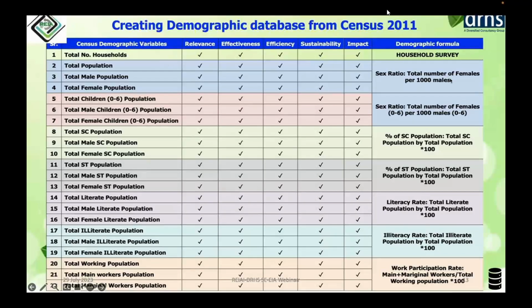Sex ratio is the total number of females per thousand males. Easily from the database of your districts you can collect, right? Sex ratio of children, proportion of SC, ST, literacy rate, illiteracy rate, work participation rate. All the formulas are given in standard reports. Go to the International Institute for Population Sciences website. They have several reports, DLHS, NFHS. Download one report. At the end of the report, you will see all such formulas are there. So I'm not using my own formula. I'm using a very standardized formula, so it is applicable and it is measurable also.